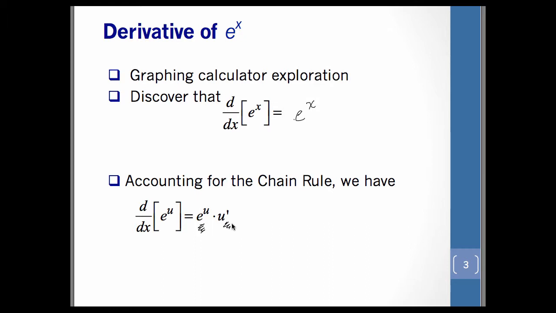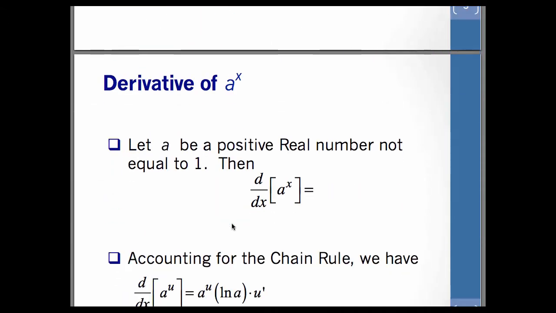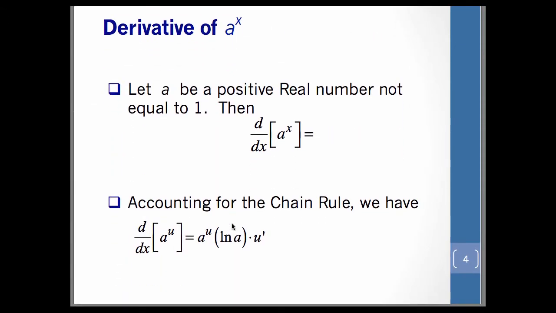So next, let's address the derivative of a to the x. So we're going to assume that a is a positive real number not equal to 1, obviously, because if we had 1 to the x, that's simply going to be 1. The derivative rule is that it's a to the x multiplied by the natural log of a.